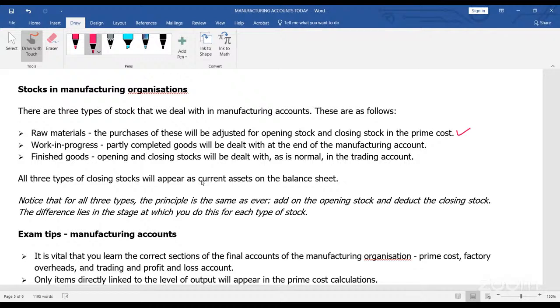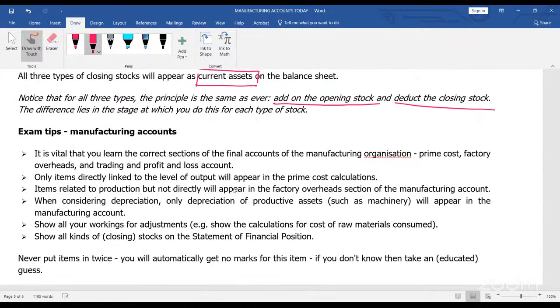If you come up with a statement of financial position, the closing stocks will appear as current assets in the balance sheet. So all the closing stock of raw materials, work in progress, finished goods, they will appear as current assets in the statement of financial position. Now the principle is the same for all these types of inventory. The opening stocks will always be added, and the closing stock will always be deducted. We are going to see how to deal with this in the financial statements.